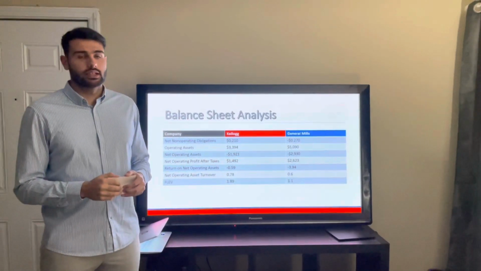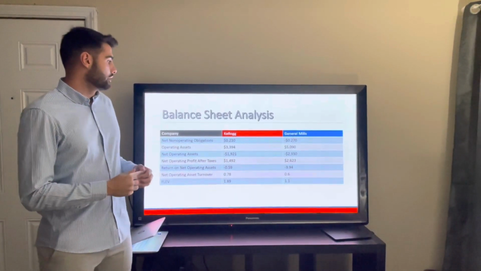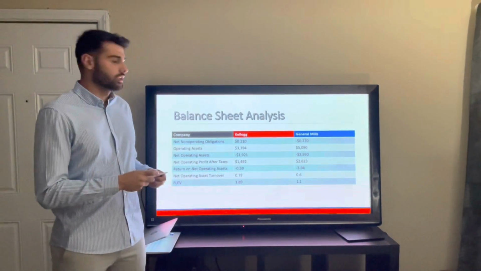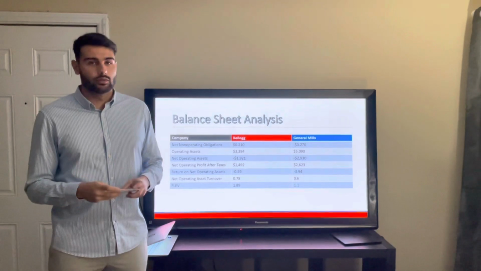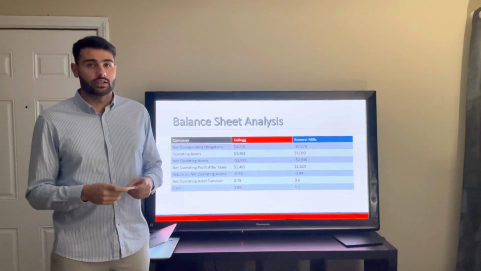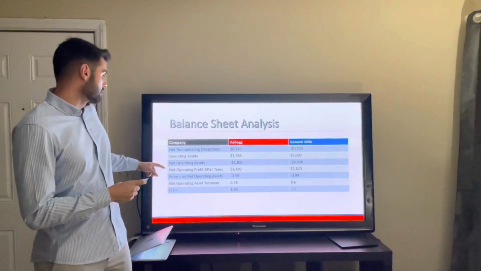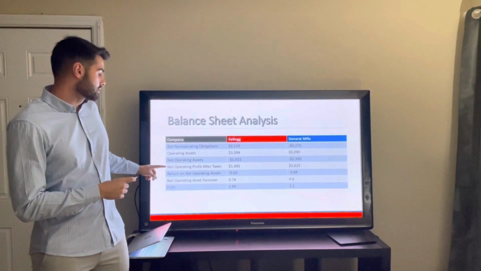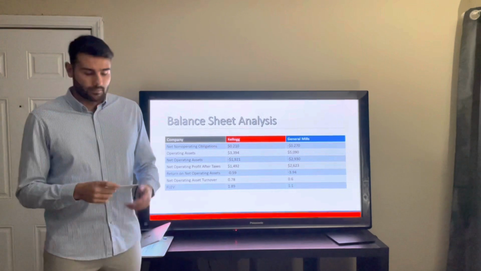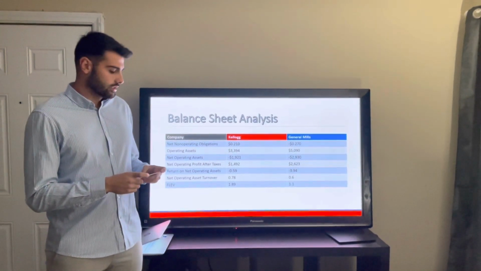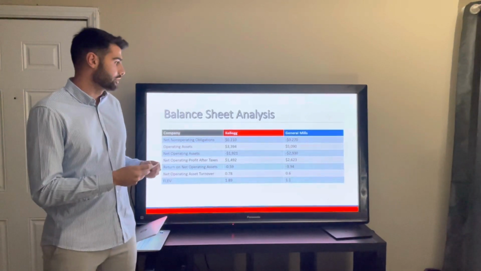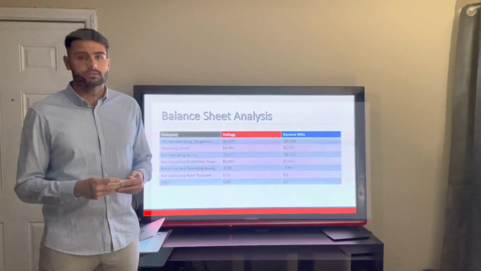In the balance sheet analysis, we compare Kellogg's company and General Mills. The important numbers that I look at to see which is better are net operating profit after tax. This means that Kellogg's has better financial performance than General Mills.